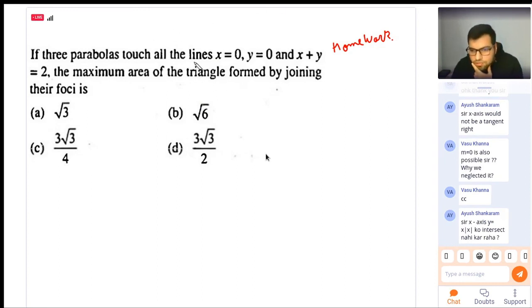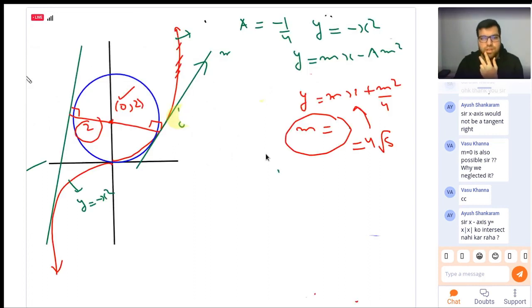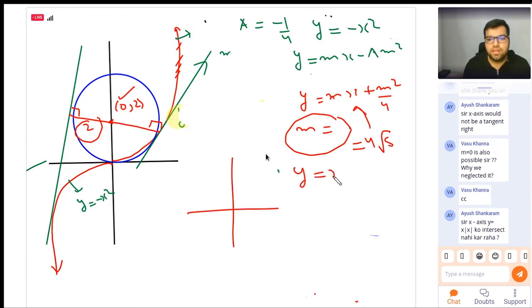Sir, the x-axis is not intersecting y equal to x mod x. One second. When you have y equals x mod x, its graph is like this. So here the x-axis is a tangent. y equal to 0 is a tangent.